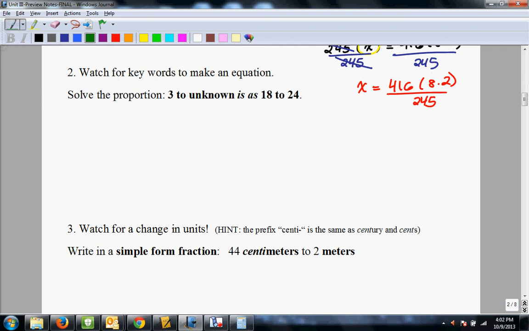Number 2, we're going to watch for keywords and make an equation and then solve for the proportion. 3 to an unknown, that's x, is, that's an equal sign, 18 to 24. Now remember that a ratio can be turned into a fraction. We have an equal sign, so we have 3 to an unknown is as 18 to 24.